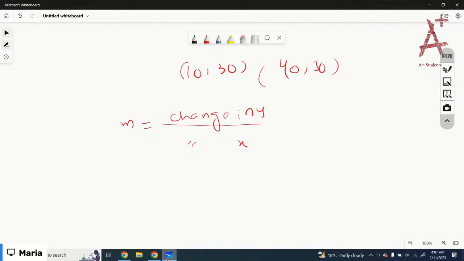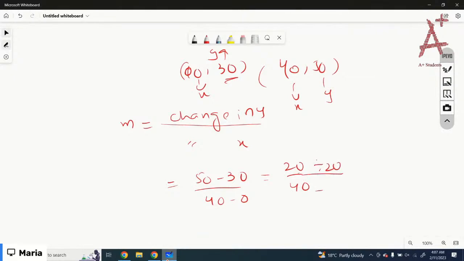Okay, so here are the 2 points. This is the x coordinate, this is the y coordinate, this is the x coordinate, and this is the y coordinate. So just subtract for change in y. Here you have 50 and here you have 30. So it would be 50 minus 30 divided by change in x, 40 take away 0. 50 take away 30 is 20 and 40 take away 0 is 40. Just divide them by 20 because they have the common factor, that is 20. 20 times 1 is 20 and 20 times 2 is 40. So it would be 1 over 2.